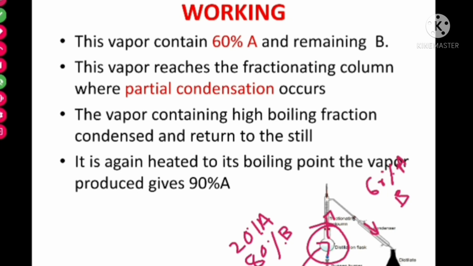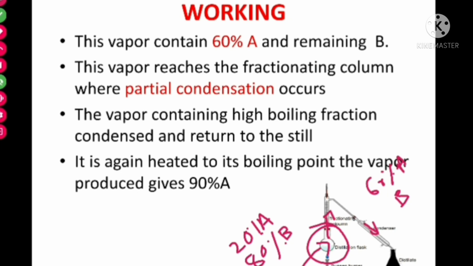The high boiling fraction from the fractionating column is returned back to the still. It is again heated to its boiling point. Again vapor will be produced, and this vapor contains 90% of A. Again the liquid which is present in the distillation flask is heated, that liquid reaches its boiling point, and again it starts to boil.